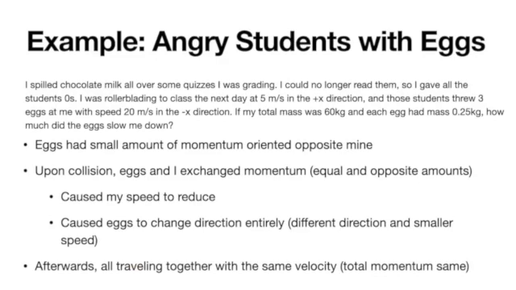So to summarize, upon the collision, the eggs and I exchanged momentum. So our momentum changes were equal and opposite. They add to 0. Caused my speed to reduce, and the eggs' speed to, well, the speed decreased, but the direction changed entirely. So the velocity for them flipped signs, and its magnitude shrank. And then afterwards, we were traveling together with the same speed. And the total momentum was the same as the initial. So that's our whole picture as far as the momentum goes, and we used it to solve for velocity.